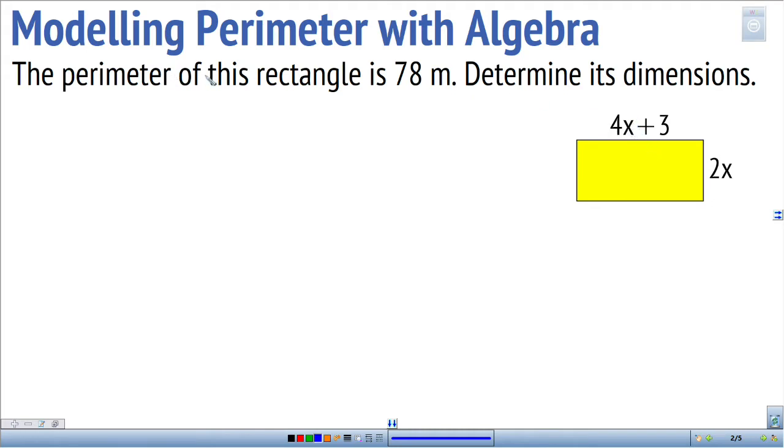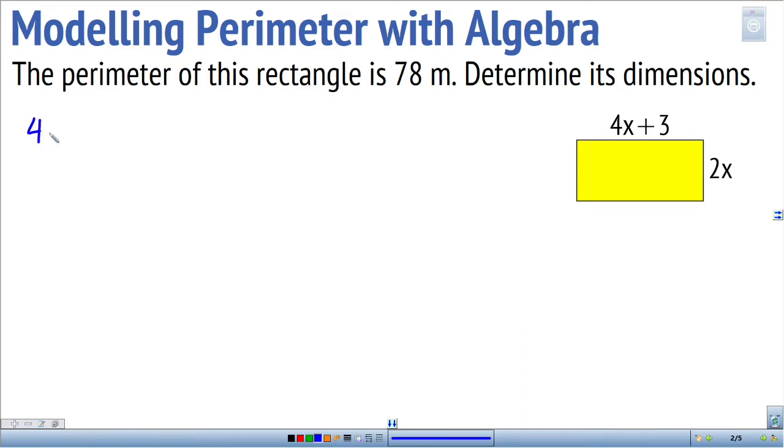So it says the perimeter of this rectangle is 78 meters. So that means that if I add all 4 sides up together, I should get 78 meters. So that's how I'm going to model the problem. I'm going to add up all 4 sides, and that should equal 78 meters. That's okay. So this is what it's going to look like.